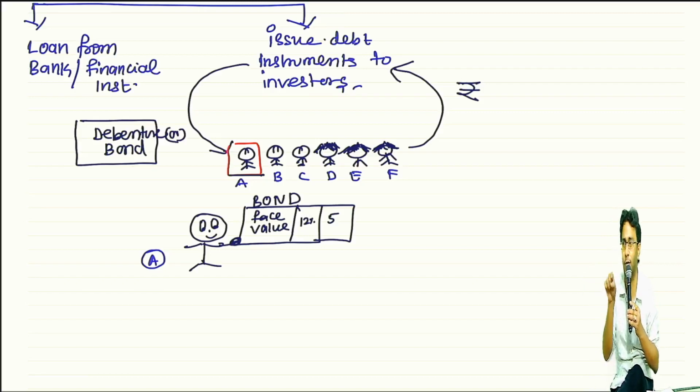"See, I gave you money 6 months back when you were in need. I want money now. I am in need. Give me back my money." Will the company give? What will the company say? "Hey, come here. On this bond paper, what is written? 5 years. Only after 5 years, you come back. I will give you."